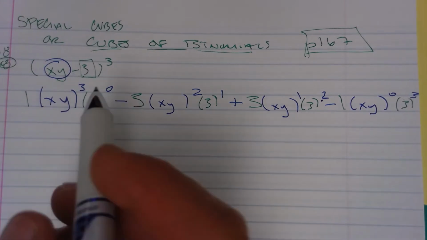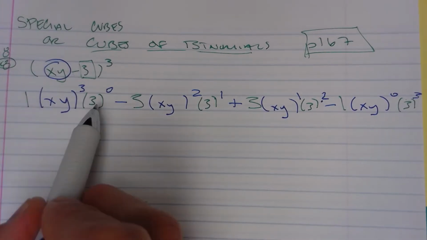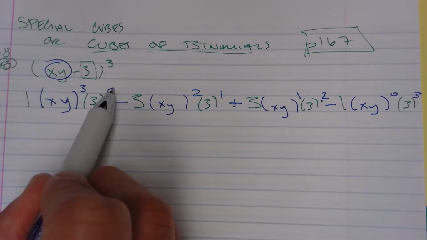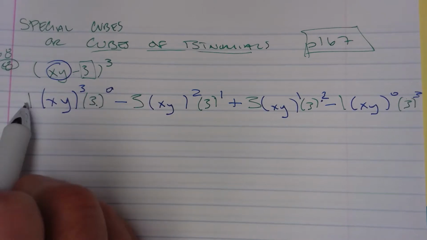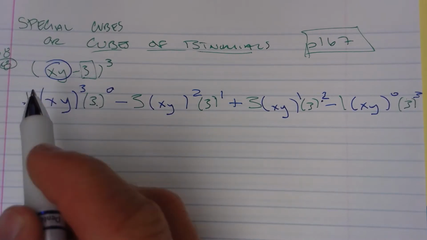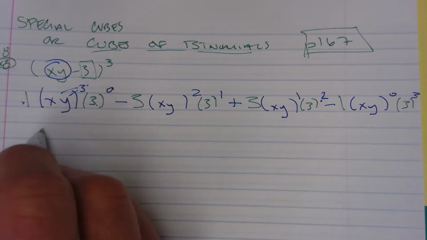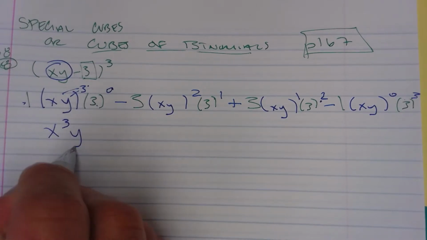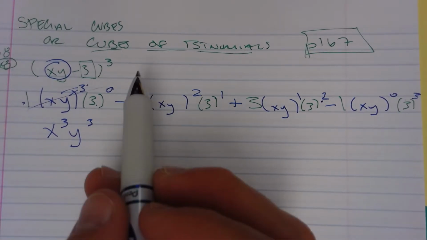All right, so we have to do PEMDAS, ladies and gentlemen. Let's start with the numbers. What is 3 to the 0 power? 1. 1 times 1 is 1, and we're not going to write it. And then xy cubed, we can distribute the cube because there is no plus or minus. So we have x cubed, y cubed. That's the first term. I took care of it.